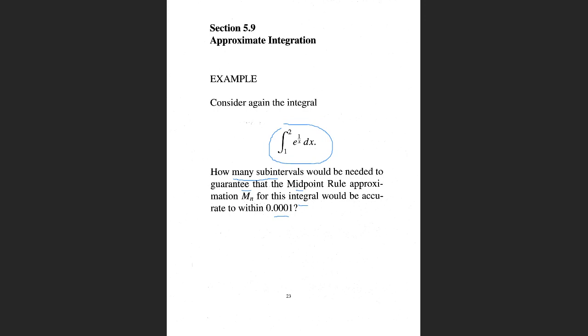Okay, so now rather than just saying, hey, let's use this many subintervals, we're demanding a certain level of accuracy, and we want to know how many subintervals we would need to get that level of accuracy. Because I don't want to waste time. If I need a certain level of accuracy, I want to use the right number of subintervals. Okay, let me give you a moment to copy this, and then we'll continue.